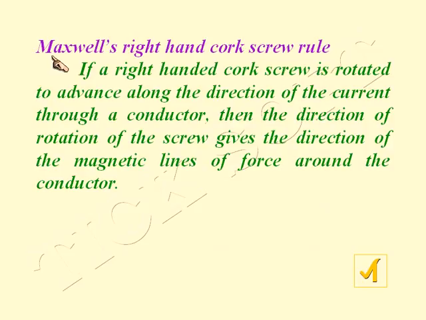The direction of the induced force is given by Maxwell's right-handed corkscrew rule. If a right-handed corkscrew is rotated to advance along the direction of current through the conductor, then the direction of rotation of the screw gives the direction of the magnetic lines of force around the conductor.